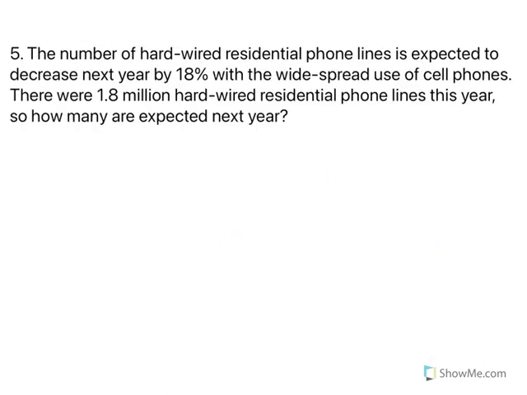Number 5. By the way, there are 11 problems total. You can watch as many or as few as you'd like. The number of hardwired residential phone lines is expected to decrease next year by 18% with the widespread use of cell phones. There were 1.8 million hardwired residential phone lines this year. How many are expected next year? So we are comparing this year to next year. We are talking about the number of hardwired lines and percentages. So there's kind of my framework.